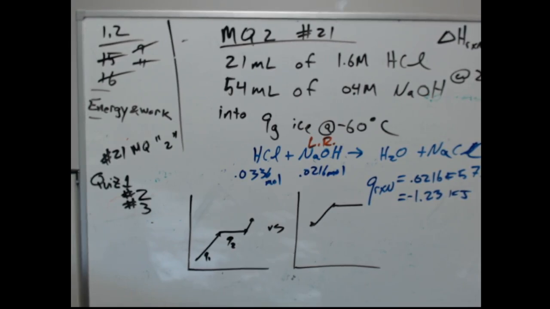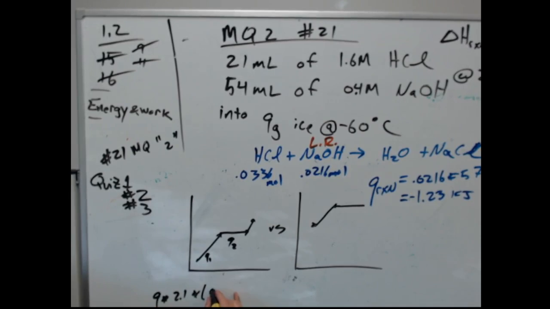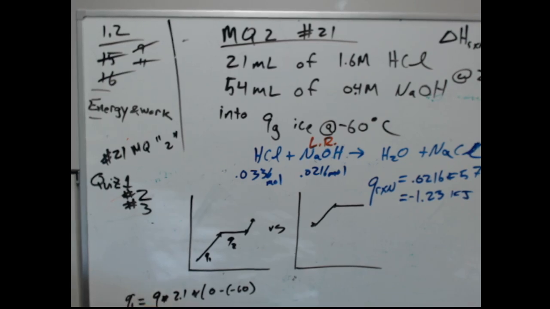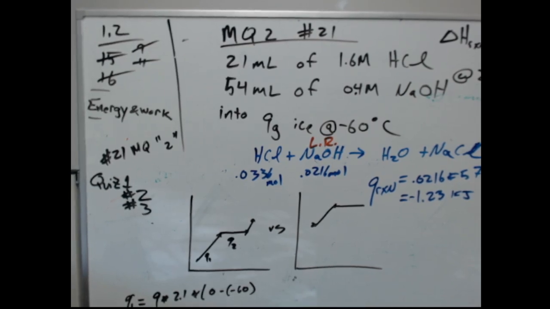So it's going to be 9 times 2.1 times T final 0 minus negative 60. That was my Q heating ice, my first one. And then my Q2 would be 9 divided by 18 times 6.0, that's the enthalpy of fusion times the moles. This is 6.01 per mole. I just want to figure out what those 2 things are first.